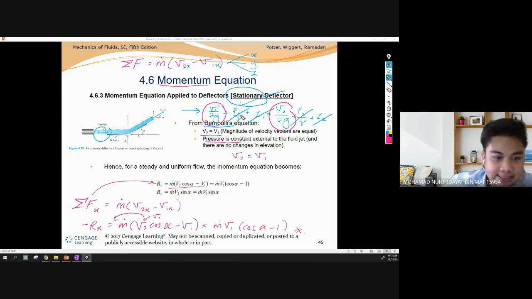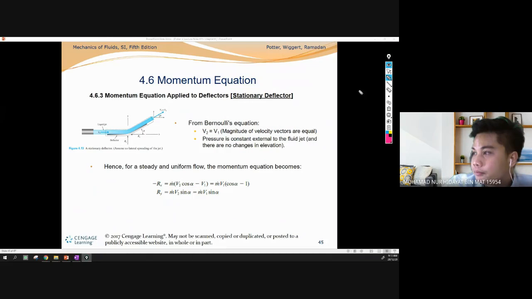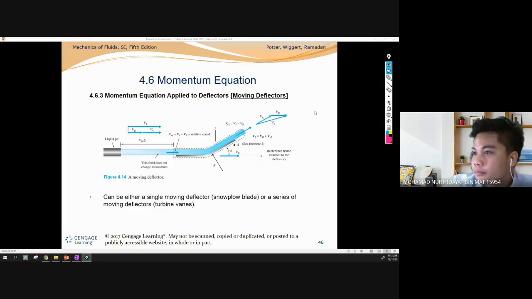All right, next we go to the moving deflector. This moving deflector means you can see the deflector here is moving from the left to the right. VB is the motion of the deflector. This is the angle of the deflector, alpha.